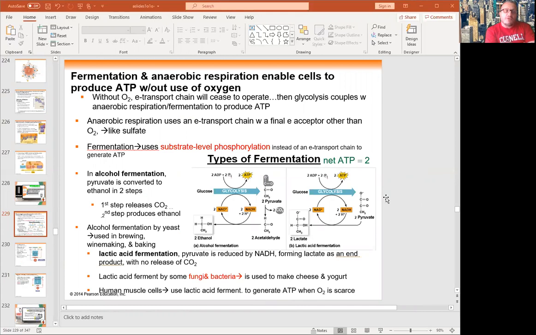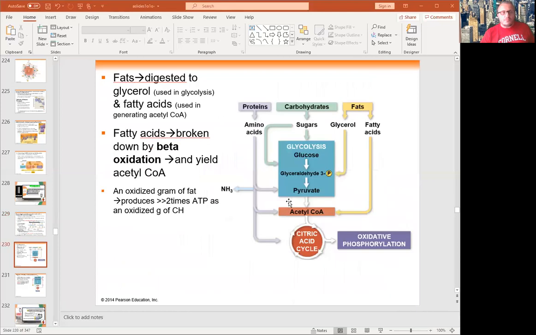There are 2 types of fermentation. One is alcohol fermentation. The other one is lactic acid fermentation. Only some organisms can do this. Basically, alcohol fermentation produces 2 ethanol and 2 ATP. Lactic acid fermentation produces 2 lactate and 2 ATP. Some fungi and bacteria, which are used to make cheese and yogurt, are able to do that.